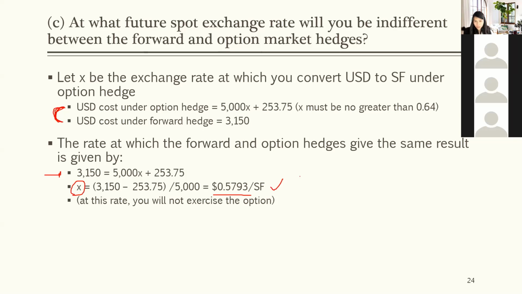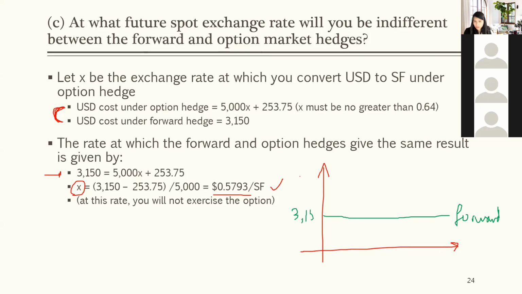So this is the rate at which, if you plot the two payoffs on the graph, then this is what you will see. Okay. So this is my forward hedge. And this is at 3,150. Here on the vertical axis, I've got the costs. Okay. So this is cost, not payoff. In terms of the option cost, this is how it looks.